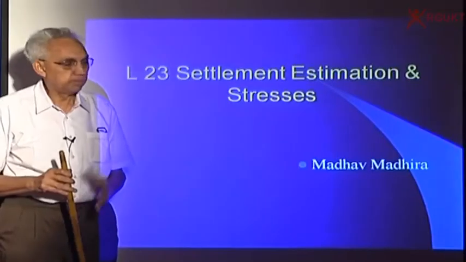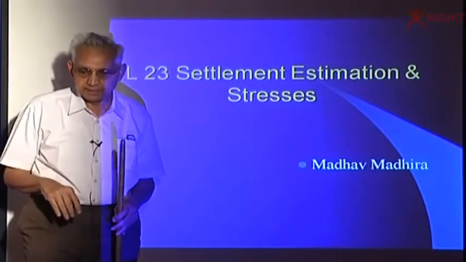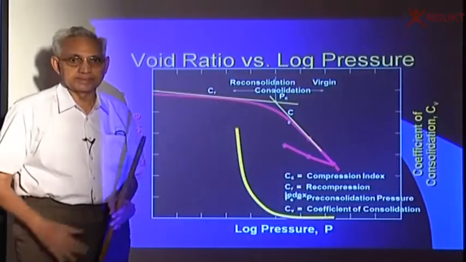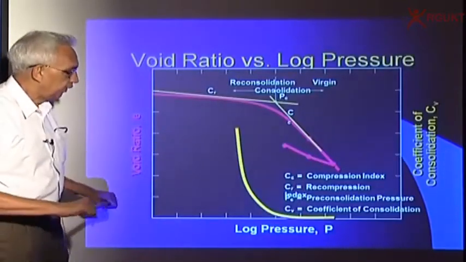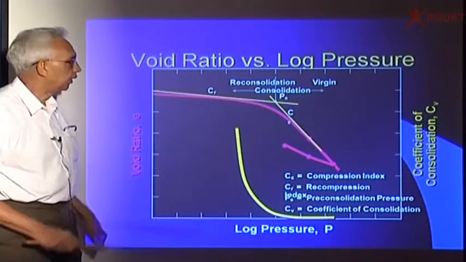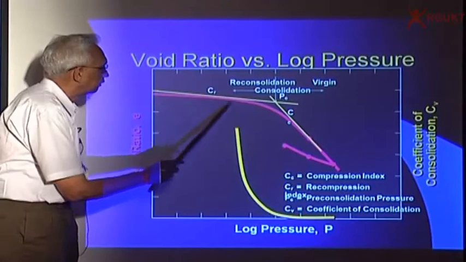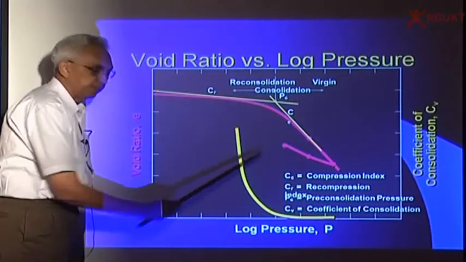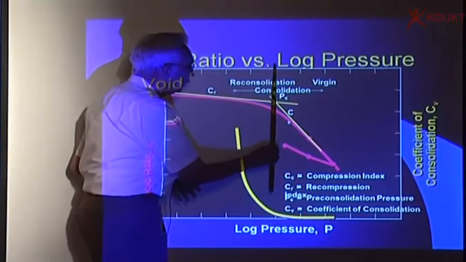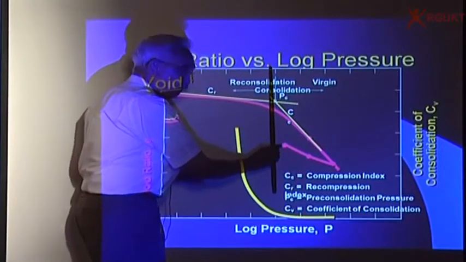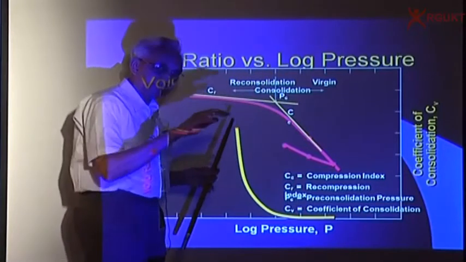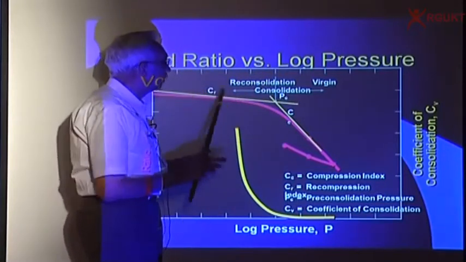Let's review what we discussed in lecture 23 with regard to estimation of settlements and something about stresses. If you look at the void ratio versus log of effective stress plot, you find that initially the curve is very flat and becomes steep. The reason it happens is because if the soil is over consolidated, when you take the sample out, up to the stress it experiences in the field, it will be reloading.